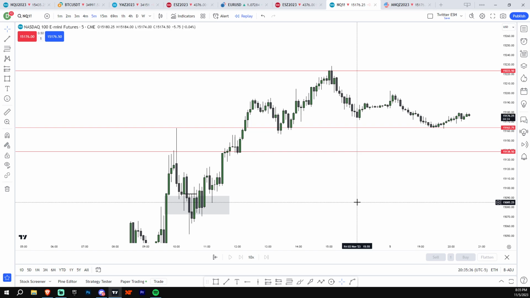How much percentage do you recommend risking per trade? Probably 1%. I mean, 1% is like in the middle of it. I think 1% is good.